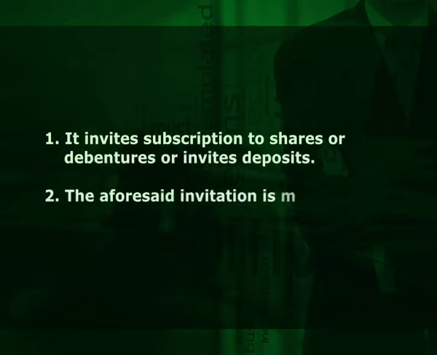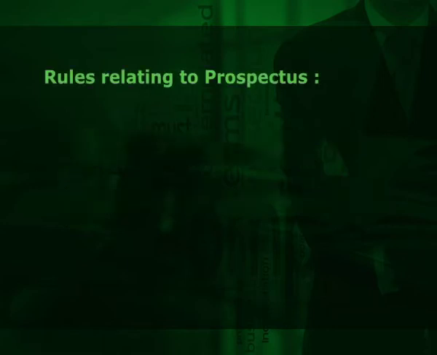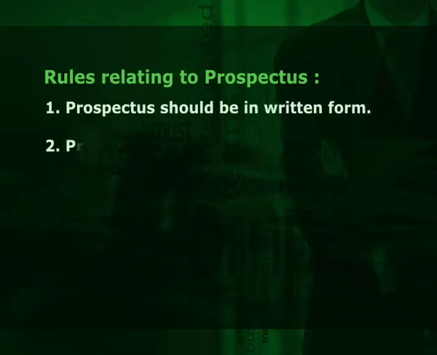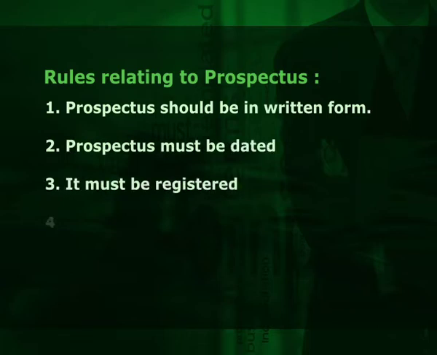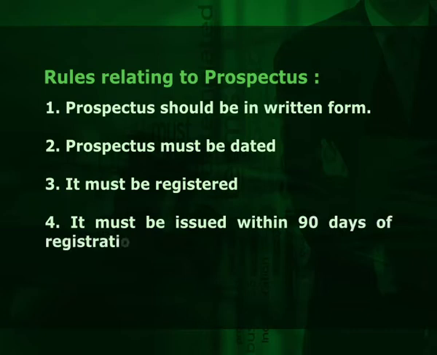Second, the aforesaid invitation is made to the public. Now, let us discuss the rules relating to prospectus. First, the prospectus should be in a written form. Second, the prospectus must be dated. Third, it must be registered. Fourth, it must be issued within 90 days of registration.